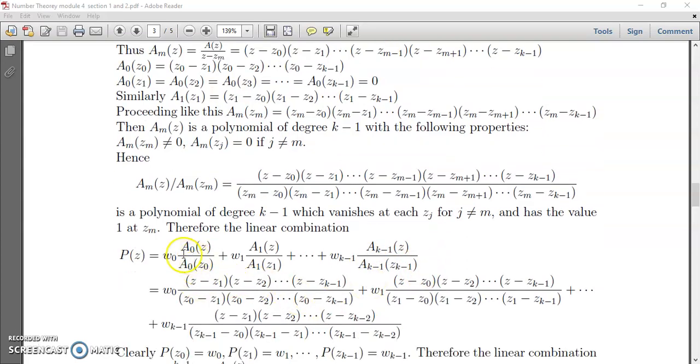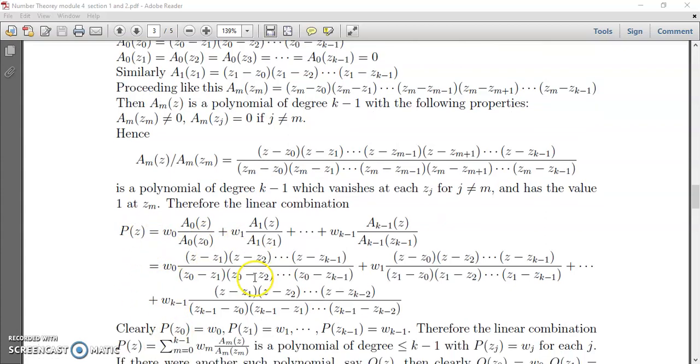So if we expand these terms, we will get like this, and clearly from here, if we put z0 instead of z, this term will reduce to 1. That is, if we put z_m here, this will become 1. In all the other cases, that will be 0. So thus we will get p of z0 is w0, p of z1 is w1, etc., p of z_{k-1} is w_{k-1}.